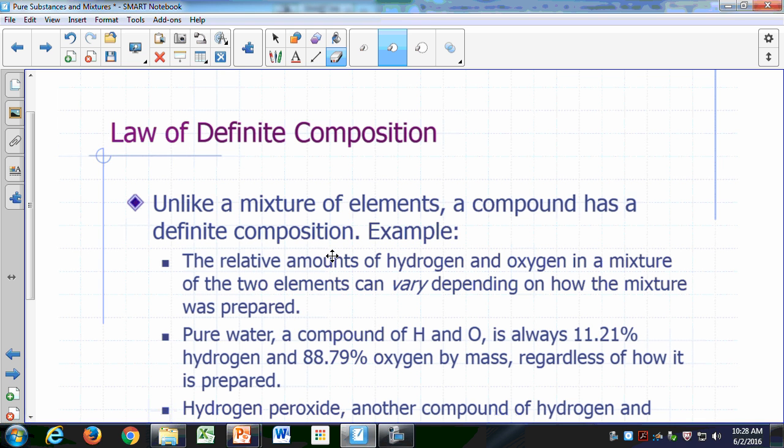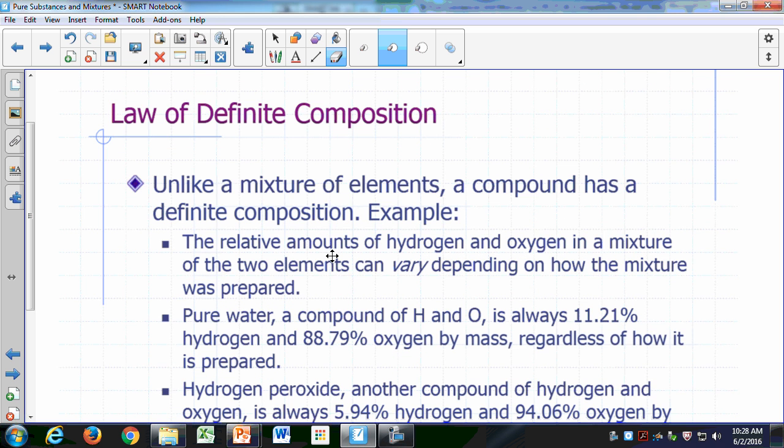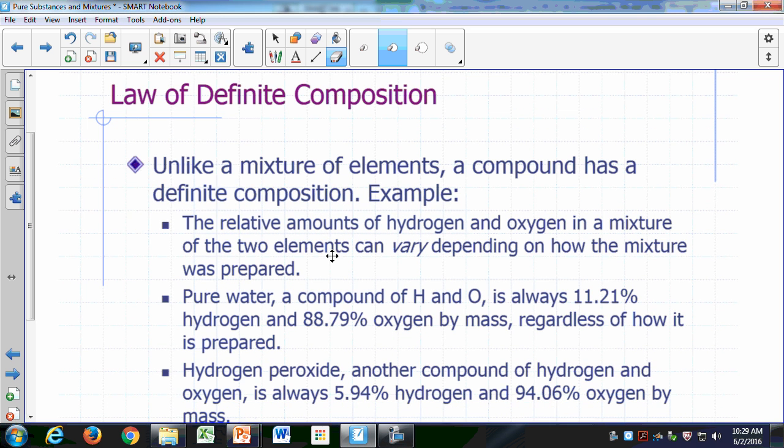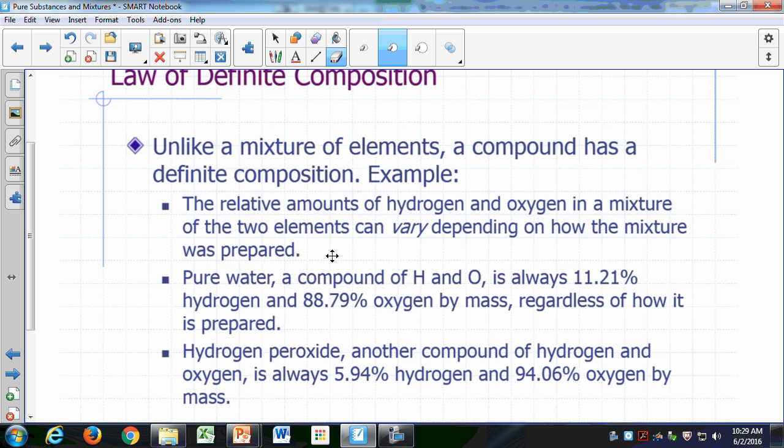Another way you can differentiate a compound from a mixture of the elements that make up the compound is in the composition of the compound itself, of the substance. Unlike a mixture of the elements, a compound has a definite composition. Exactly what do we mean by that? Let's look at an example.